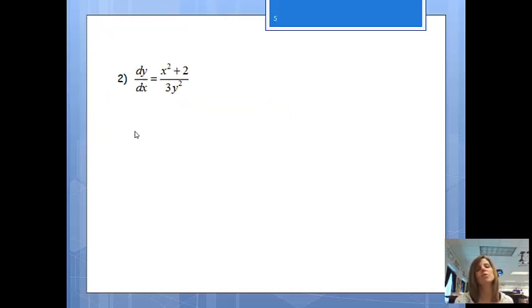Okay, let's try another one. The directions would be to solve this, and we have a derivative, so we know we need to take the integral. But notice I do have an x and a y, so hopefully it's screaming out in your head right now that the first thing we need to do is cross multiply. So let's cross multiply. Again, I like to put the y's on the left.